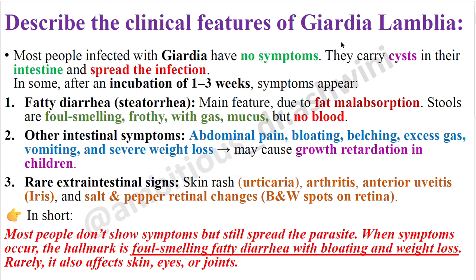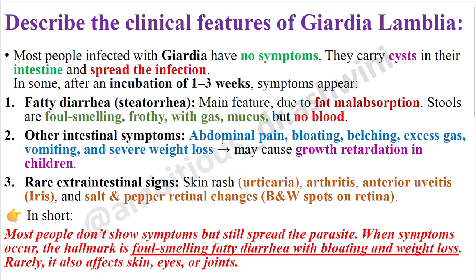Next, the clinical features of Giardia lamblia. Most people infected with Giardia have no symptoms. They carry cysts in their intestine and spread the infection. In some, after an incubation of 1 to 3 weeks, symptoms appear, that is fatty diarrhea, steatorrhea. It is the main feature due to fat malabsorption. Stools are foul smelling, frothy with gas, mucus but no blood.